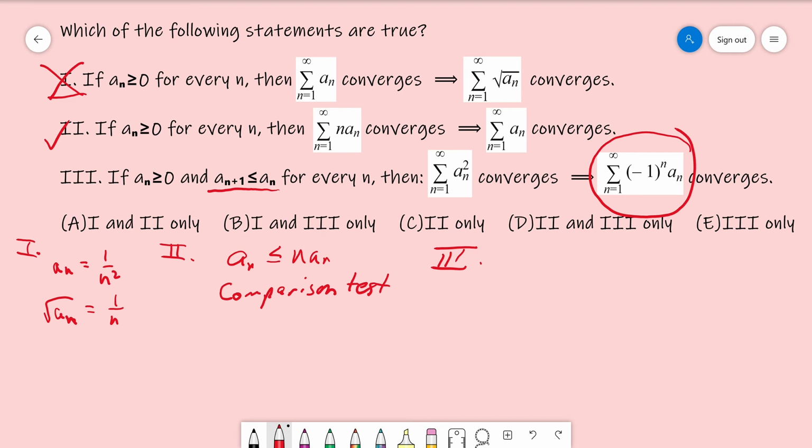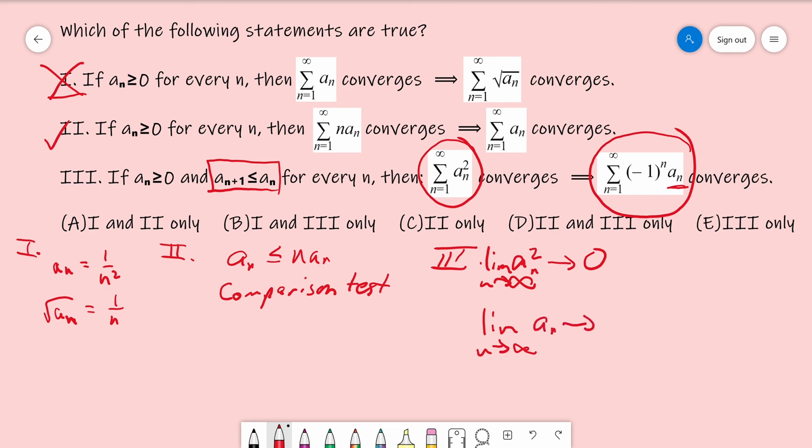Well, there's a theorem for alternating series. The theorem says that if you take the terms themselves, the a(n)s, and they're monotonically decreasing, which we know they are because we're told that, and the limit of the terms is 0, then the series has to converge. Well, is the limit 0? If we know that this a(n) squared series converges, that implies that the terms approach 0 as n goes to infinity, which means that the limit as n goes to infinity of the a(n)s themselves also has to go to 0.